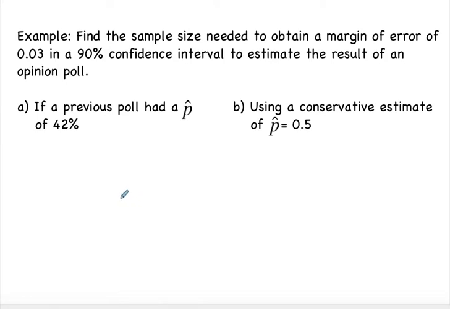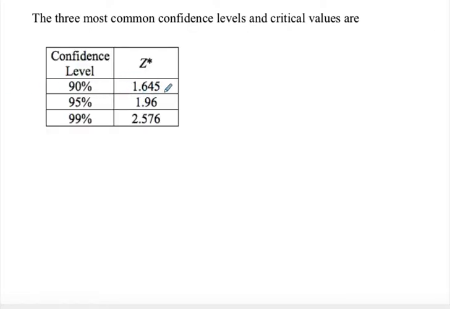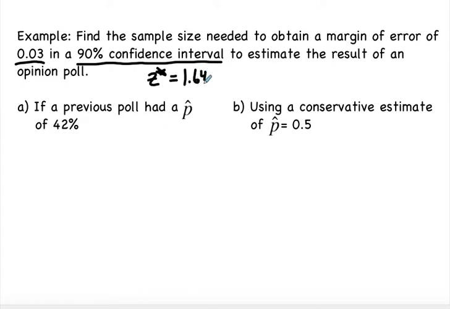All right, so here's our last example. Find the sample size needed to obtain a margin of error of 0.03, and we're using a 90% confidence interval. So if they're telling us 90% confidence, then we have to figure out, what Z star? 1.645. Okay, and we're trying to find the sample size. So that means we don't know what N should be. And in part A, we're going to use a previous poll. So our p hat is going to be 0.42. So this is some previous data that was used. Okay, so our margin of error is going to be 0.03.